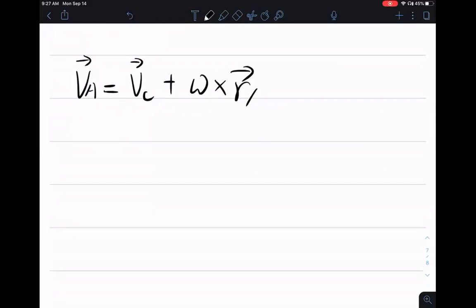Right, that's the equation we learned last Friday. On the same rigid body, that's how we build a relationship between velocities at two different points. VA equals VC plus omega cross product R. Okay, I purposely left something blank and did something wrong. So can someone tell me what is missing here?